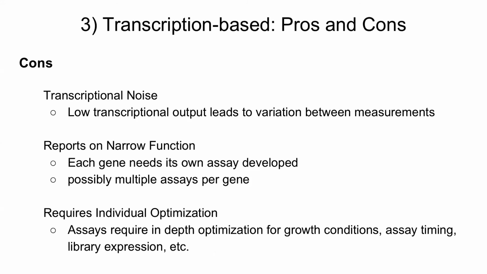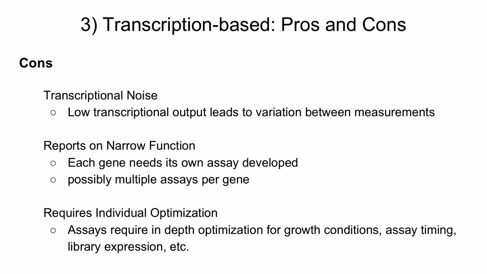So for the cons, one thing that's super important is this idea of transcriptional noise. Different reporter genes have different basal and induced levels of transcription, and you can imagine if you're doing this in a library setting, you need to accurately sample RNA molecules of your entire library. And so with reporters with low outputs, you're going to run into variation in your measurements, and that's going to really inhibit the quality of your results. So it's important to characterize your reporter gene before you actually run an assay like this.